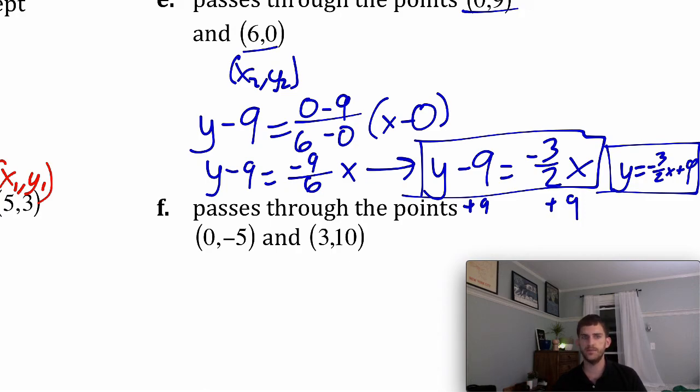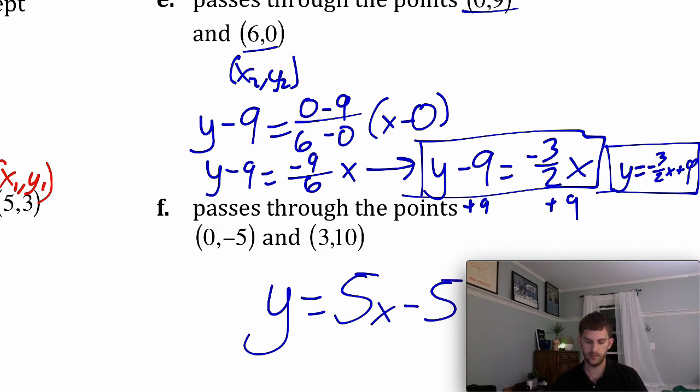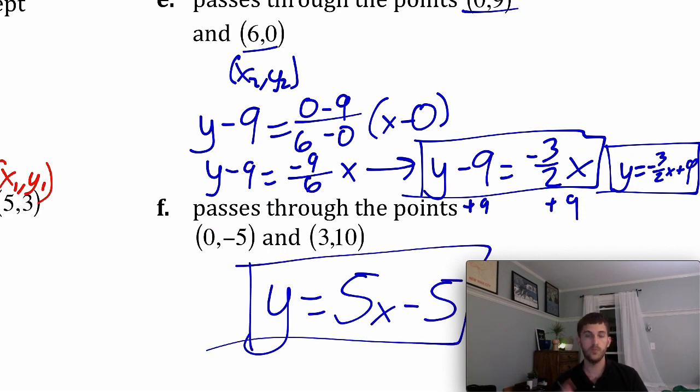This last one, for time's sake, I would like you to try on your own. But the final answer, which I'm going to put in slope-intercept form, is y equals 5x minus 5. So you can check your work on that one. You should end up with 5x minus 5.